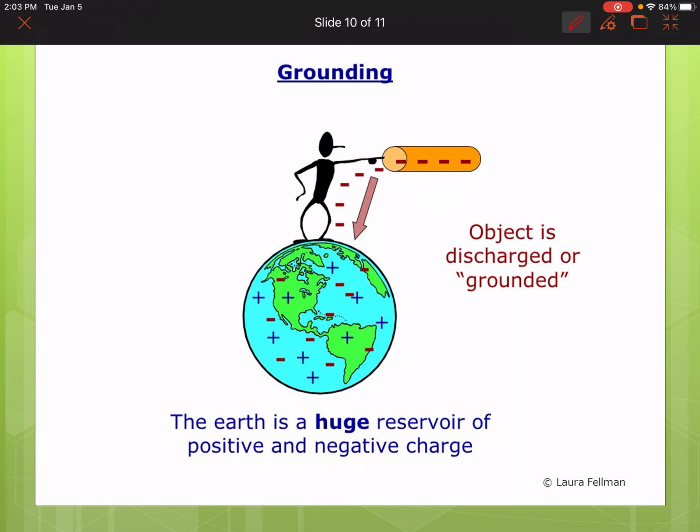This is a diagram here. You can sketch something here. Now, the Earth is a huge reservoir of positive and negative charges. So there is a lot of positives and negatives going on, which is why we can ground things, and the Earth is big enough that it can handle it. Anytime we connect something to the Earth, the object is discharged or grounded. Okay, so that's just connecting it to the Earth to get rid of the charge.